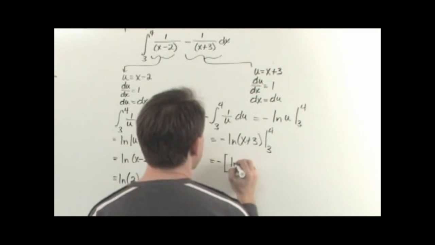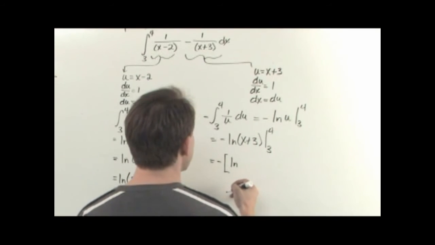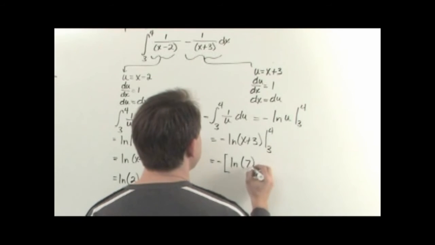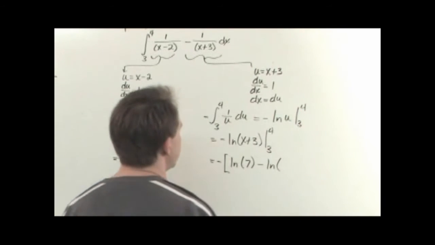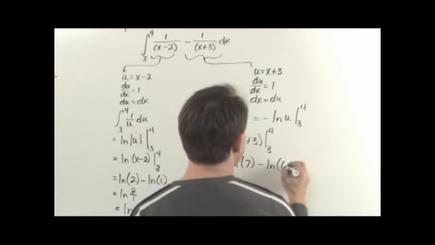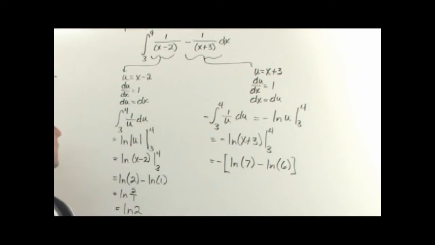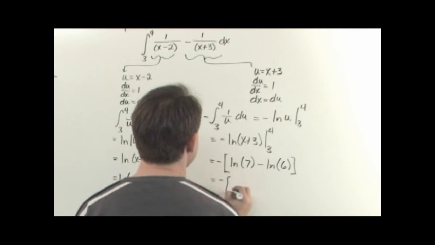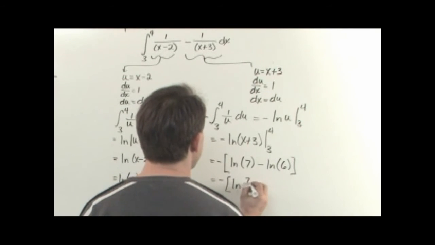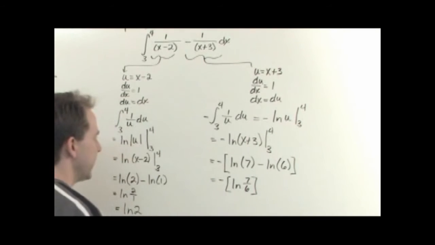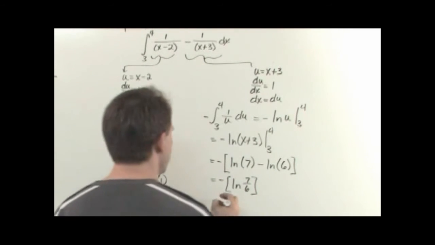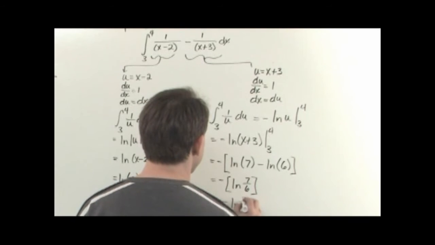So it's going to be natural log of x plus 3. 4 plus 3 is 7. Minus natural log of 3 plus 3 is 6. Okay? So I'm going to evaluate the top, and I'm going to evaluate at the bottom limit, and I get these guys, and then using the same property of logs, it's going to be natural log of 7 over 6, because natural log of this minus natural log of this is going to be 7 over 6, which is going to be negative natural log of 7 over 6.